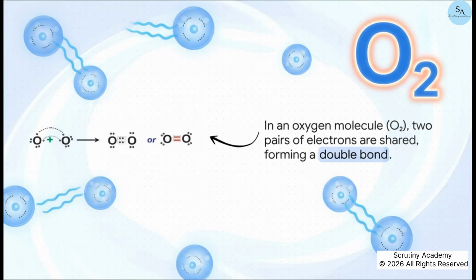Let's take the oxygen we breathe, O2. Each oxygen atom has 6 valence electrons, so it needs 2 more. To solve this, 2 oxygen atoms come together and share 2 pairs of electrons. That's 4 electrons in total. We call this a double bond, and just like that, each oxygen atom gets to have its full octet.